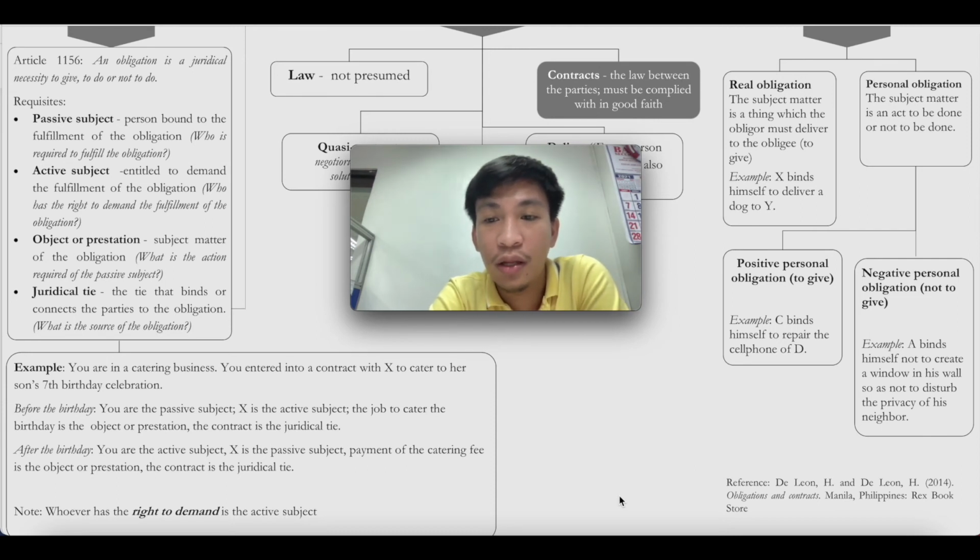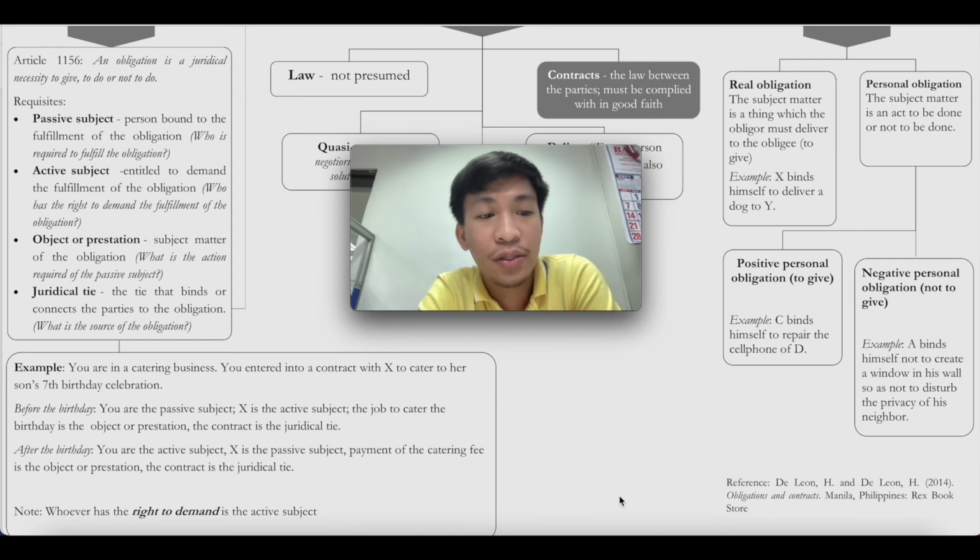So you can see here that it is a positive personal obligation if the object or prestation of the obligation is to do, while negative personal obligation siya kapag it is not to do. So, mahalagang alam natin yung distinction between positive personal obligation and negative personal obligation, because later on this will have very different rules altogether. So, those are the kinds of obligations.